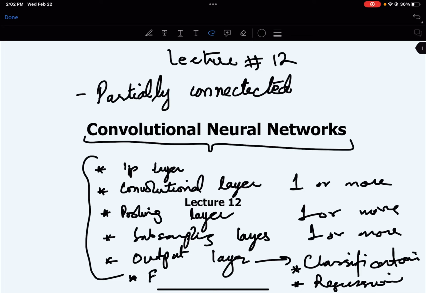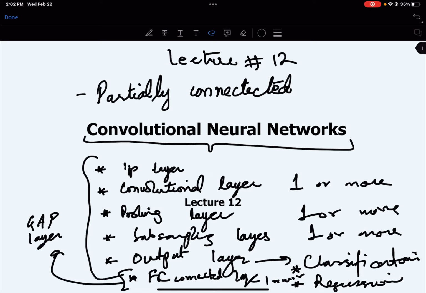And before the output layer, we would have the fully connected layers, one or more, and then we can also have the global average pooling layer. Instead of your fully connected layer, you could also have an average pooling layer before your final output layer. So this is the general structure of our convolutional neural networks.